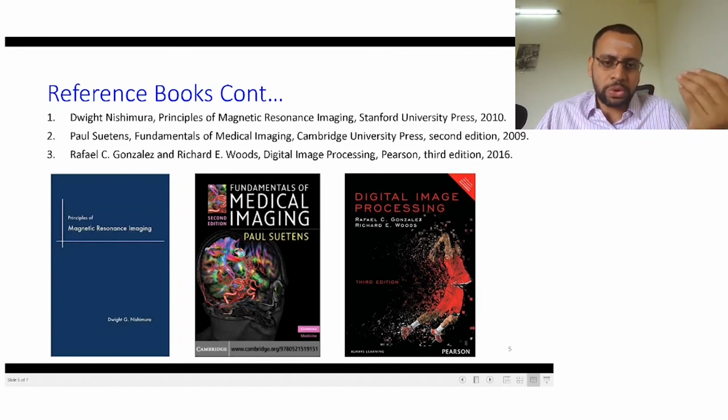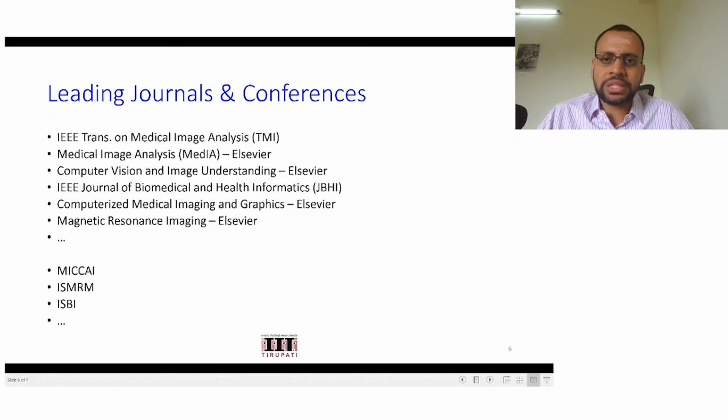Then in image processing, these are the other two books. One is Fundamentals of Medical Imaging by Paul Suetens, and another book is Digital Image Processing by Gonzalez and Woods. Those who are working in image processing would already be familiar with this book. These are the two books from which the content has been adapted for the second and third modules. For DSP, you could also refer to the standard Oppenheim textbook as and when required. So that's as far as the course content and reference textbooks are concerned.